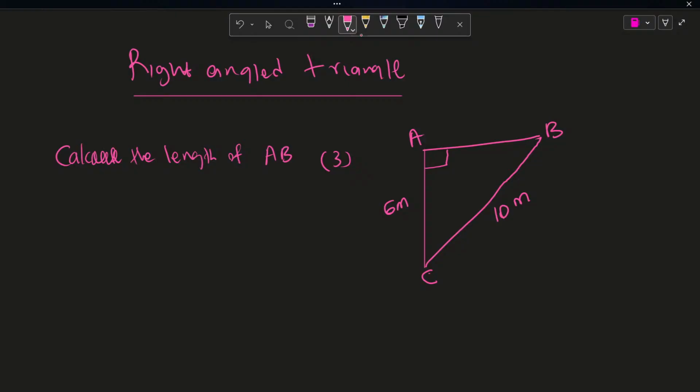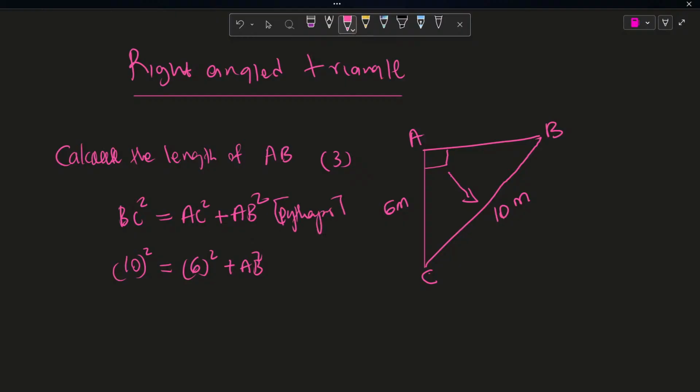Okay, here it is. You start with the longest side. This longest side is opposite to 90 degrees, which means your answer will be BC squared is equal to AC squared plus AB squared. That's what you do. What is your BC? It's 10, so it's 10 squared. What is your AC? It's 6, 6 squared plus AB squared. That's the Pythagoras theorem.